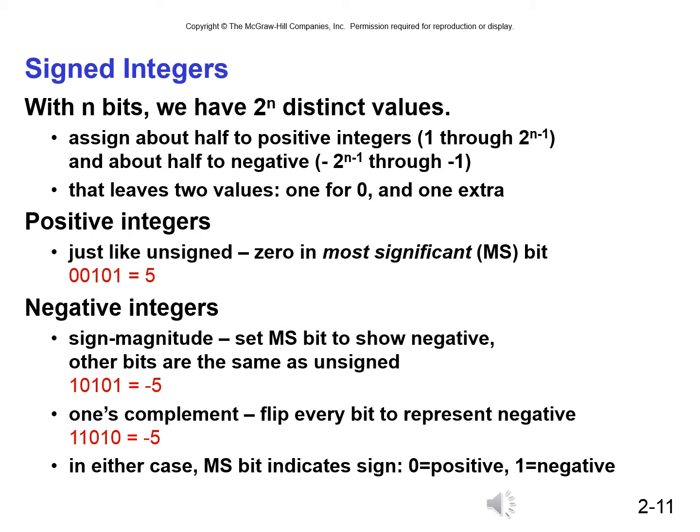So we could assign half the bits to positive and half the bits to the negative, but that leaves 2 values for 0. And that's not going to work real well. So I'm going to cut to the chase. We don't use a sign and magnitude system. We don't use 1's complement, which is flip every bit to represent negative, because that leaves us with 2 zeros, one on the negative side and one on the positive side, and 0 is neither.